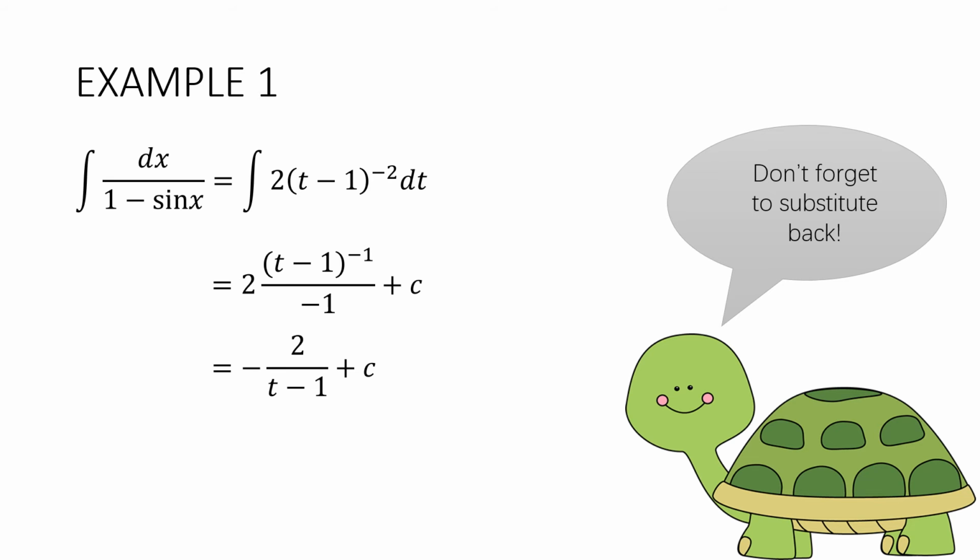Don't forget to substitute back. So t, we don't want t, we want x. T is tan x on 2. And so there's our final answer.